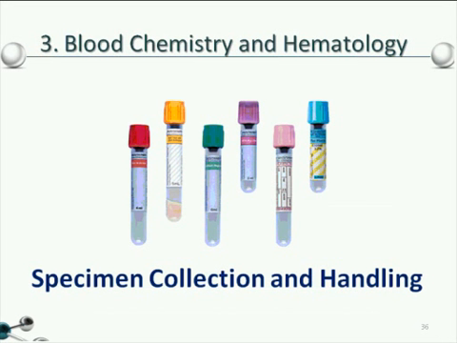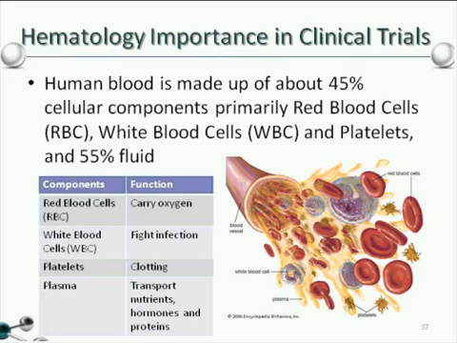I'm going to switch now to specimen collection and handling, or blood chemistry and hematology. So in our assays, we do collect blood. We collect blood for LFTs, liver function testing, as well as PKs. Blood is a very, very diverse liquid. It's made of cellular components such as your red and white blood cells and platelets, and plasma.